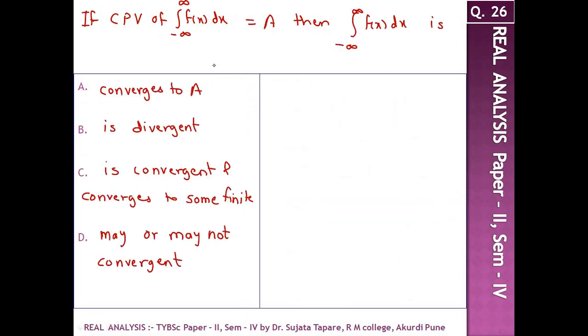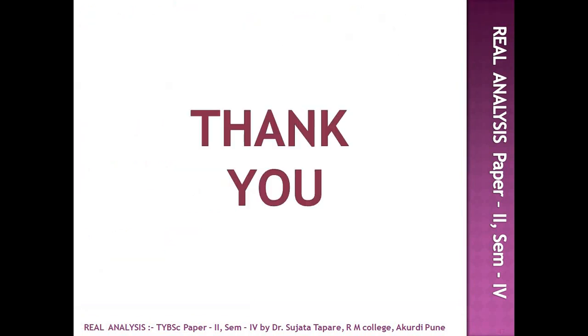If CPV of integration minus infinity to infinity f of x dx is equal to a, then integration minus infinity to infinity f of x dx is, options are: converges to a, is divergent, is convergent and converges to some finite value, and may not converge. We know that if the integral converges to a, then CPV is equal to a. But if CPV is equal to a, the integral may or may not converge. So the correct option is D. So thank you.